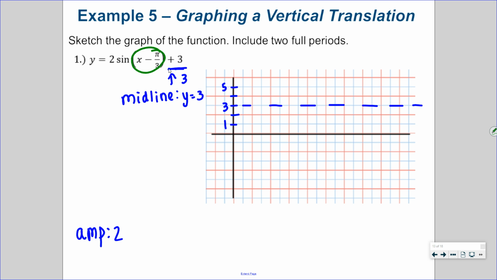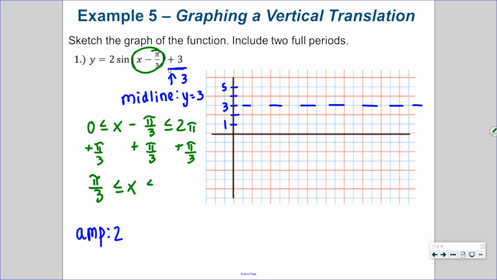Okay, for period, same thing here. No horizontal stretch or shrink. It looks like just a shift to the right. So I'm just gonna have a new starting and ending point. My period doesn't change at all. So I'm gonna start at pi/3. All right, team. What's 2 plus a third as an improper fraction? Good, 7/3. So that length is still 2 pi.